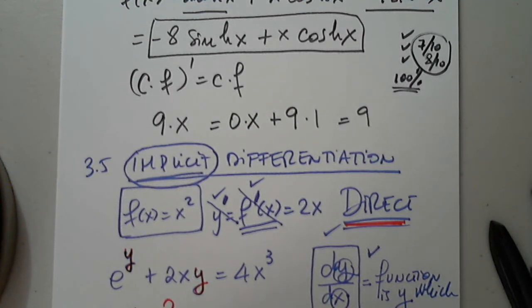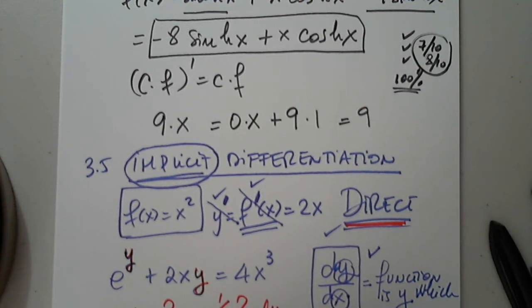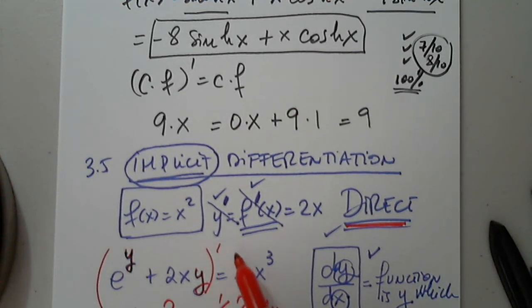So can we still get an expression for y prime? Although we're not going to use this, we're going to use dy over dx. The answer is yes. However, it will depend on y, which is okay. So we will differentiate both sides.